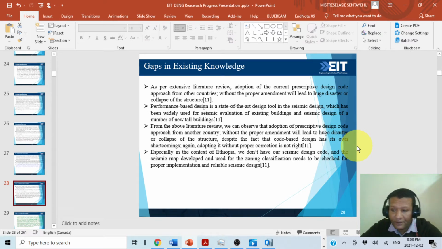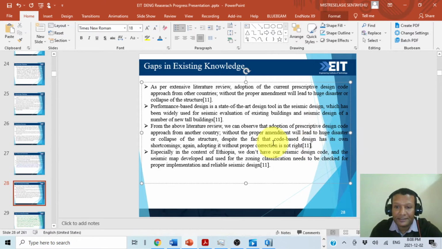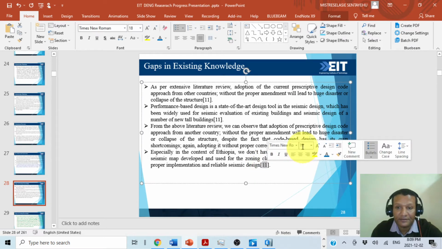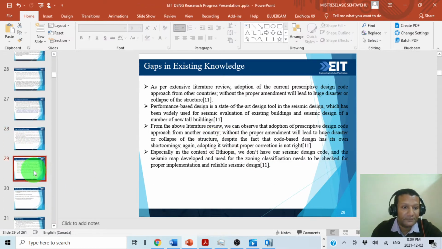Even if we correct it, considering the seismic hazard map of the country, we have to transfer from static analysis, linear static analysis, to non-linear; that should be the point. Especially in the context of Ethiopia, we don't have our own seismic design code, and the seismic map developed and used for the zoning classification needs to be checked for proper implementation and reliable seismic design. This is also as per this writer, who points this out.